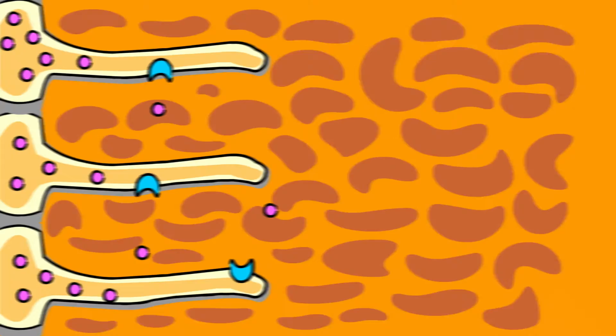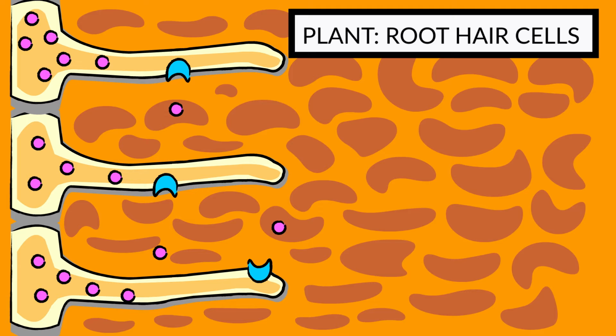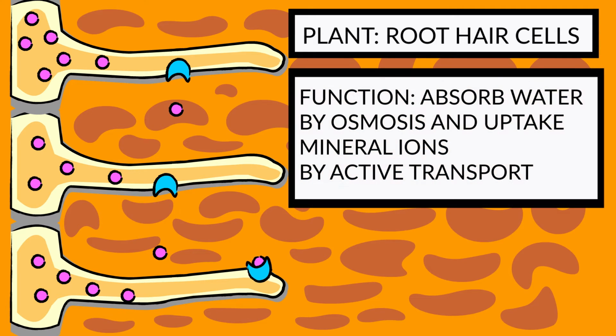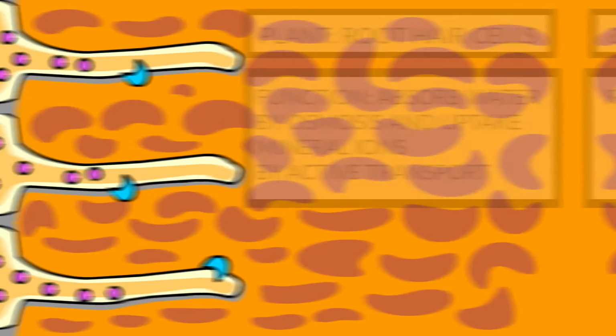Root hair cells have long finger-like projections to increase the surface area to volume ratio to absorb water and mineral ions. There is a low water potential in the roots to increase water uptake by osmosis. The root hair cell has many mitochondria to carry out respiration, releasing energy known as ATP. Protein carriers in the membrane use the ATP for active transport to uptake low concentrations of ions.